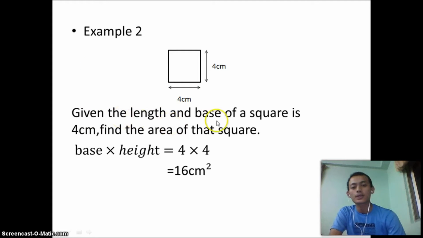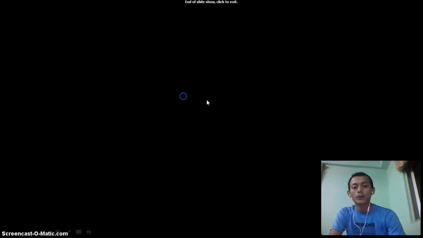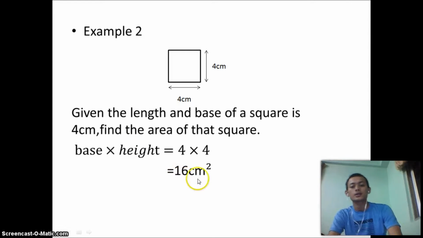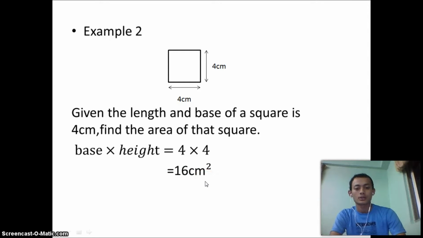Given that the length and base of a square is 4 cm, find the area of the square. As usual, you have to apply the length of all sides. It is the same length, so you have 4 times 4, and you will get the answer 16 centimeters squared. That's all from me. Thank you.